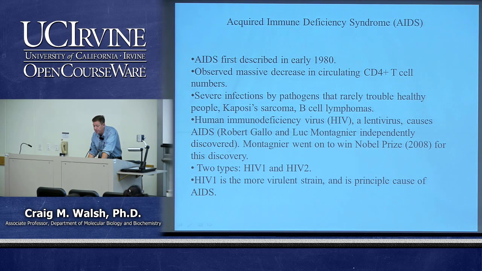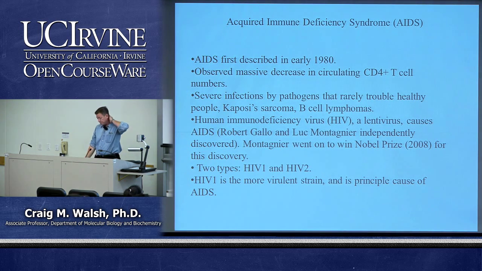Now, it should be noted that obviously this is an important discovery, because once you discover the etiologic agent of a particular disease, then you can start to combat it. And so both Robert Gallo and Luc Montagnier independently discovered, or at least supposedly independently discovered, this virus. And for interesting reasons, Montagnier solely went on to win the Nobel Prize in 2008. So there's an interesting story about how all this goes, and I'm not going to get into that today.